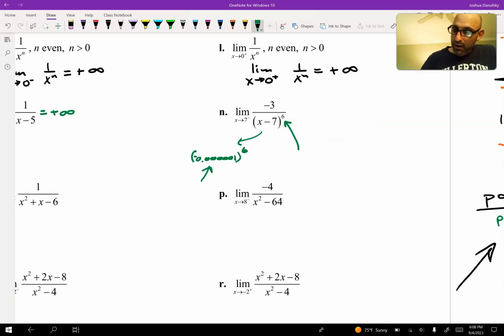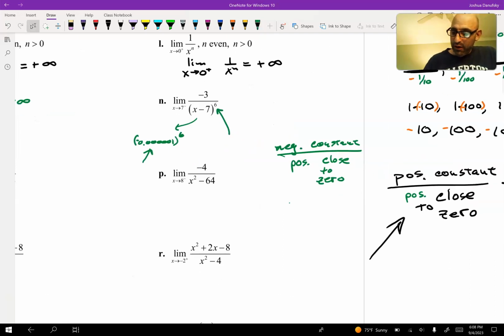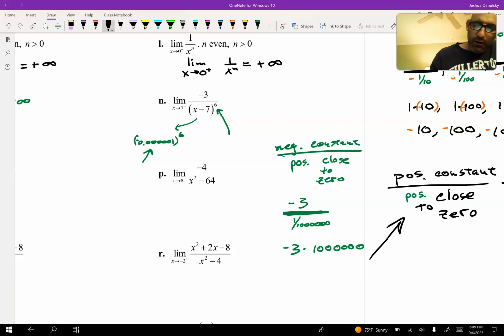So now we've got a negative constant on top, and on the bottom we have positive close to 0. And if you forget what that's going to be, you can just say, okay, well, I've got negative 3 on top, and I've got a positive 1 over however many zeros you feel like writing. When you multiply by the reciprocal, right, this division is multiplying by the reciprocal. Again, I'm not counting my zeros, but that's going to be negative huge, right? Or hugely negative. However you want to think about that, that's going to end up giving us negative infinity.